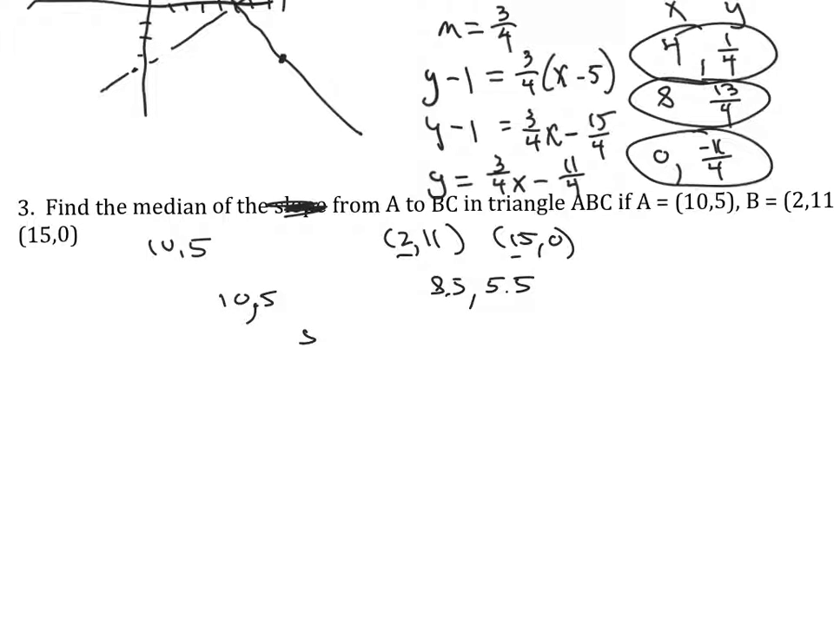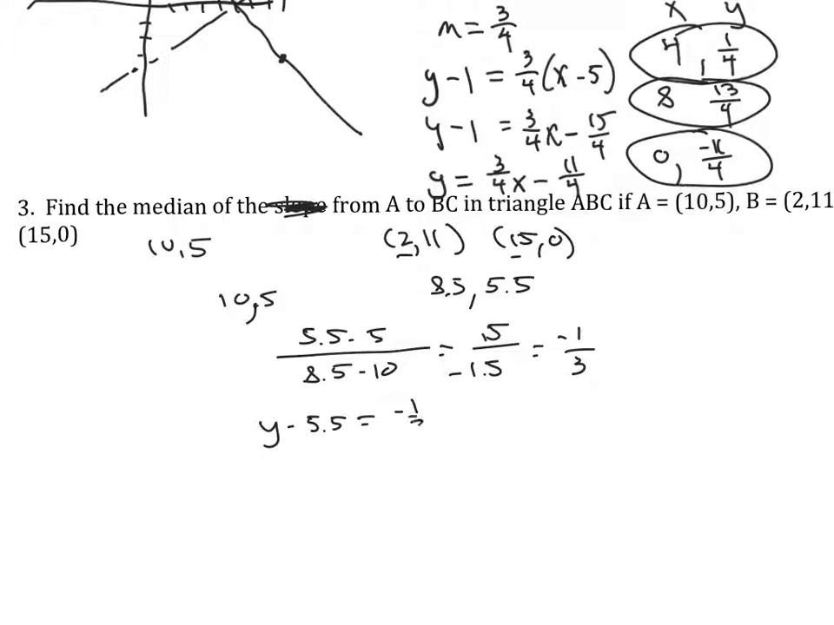The slope is going to be 5.5 minus 5 over 8.5 minus 10, which is going to give us 0.5 over negative 1.5, or negative 1/3. And we know that it has to pass through the point (8.5, 5.5), so we could say y minus 5.5 equals negative 1/3 times (x minus 8.5).